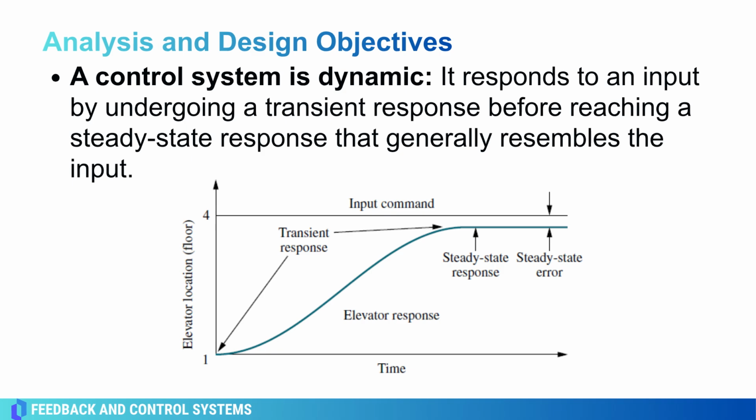A control system is dynamic. It responds to an input by undergoing a transient response before reaching a steady state response that generally resembles the input. So, as we refer to our previous example, the graph shows the transient response, the input command, and given our steady state response with a steady state error.